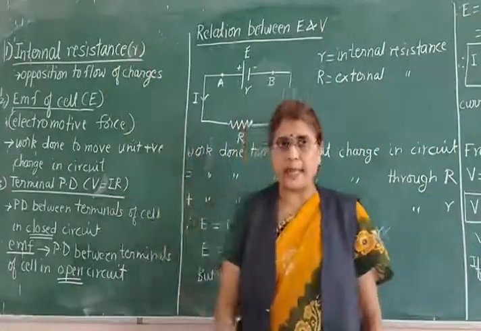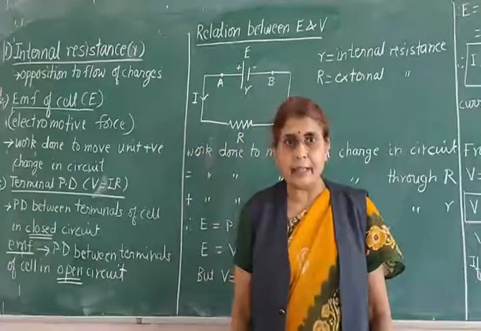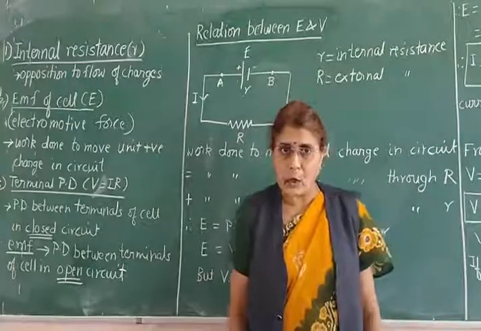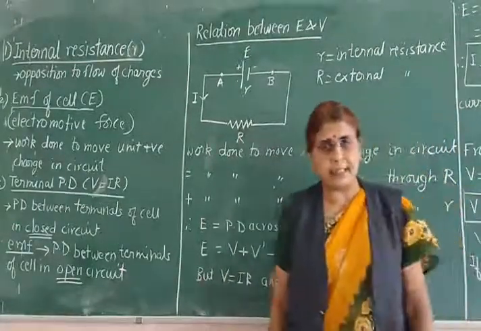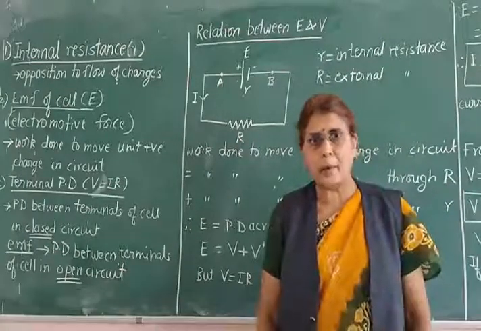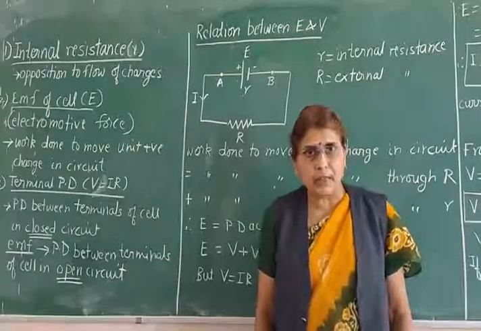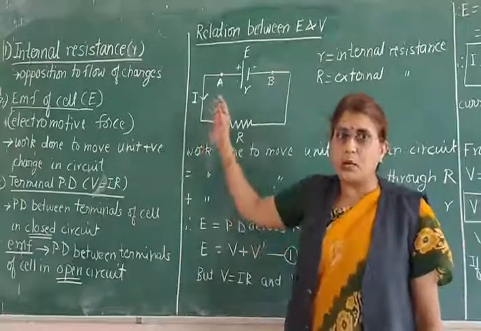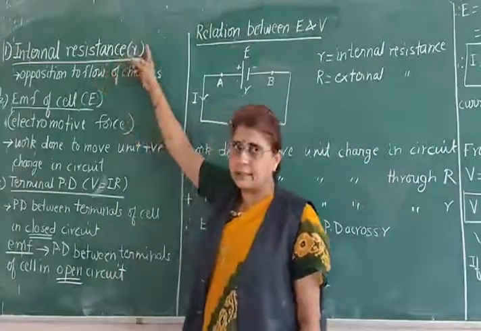You may think that the cell is supplying current to a circuit, so it should not have an internal resistance. But then also, the electrolyte in the cell has certain resistance. It is very small, but the cell also has a small opposition to the flow of charges. So that opposition offered by a cell to the flow of charges is called internal resistance, small r.